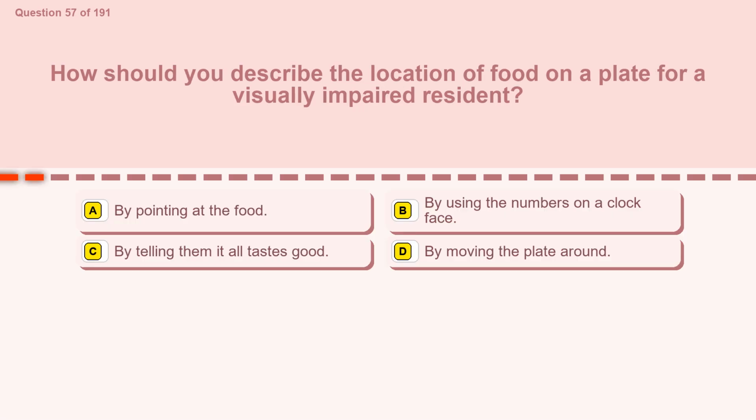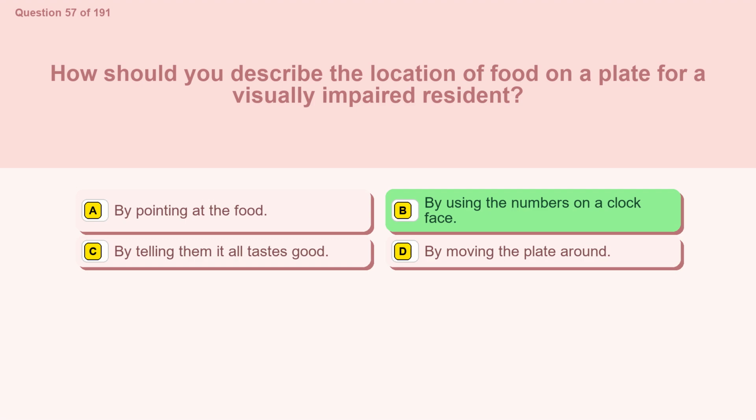Question 57. How should you describe the location of food on a plate for a visually impaired resident? Option A. By pointing at the food. Option B. By using the numbers on a clock face. Option C. By telling them it all tastes good. Option D. By moving the plate around.